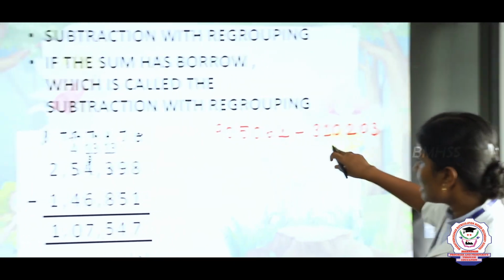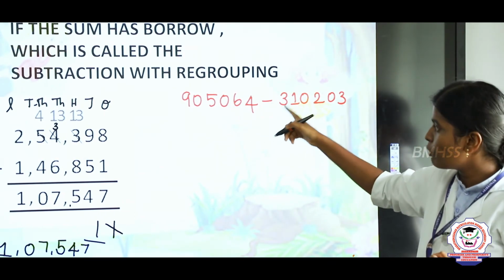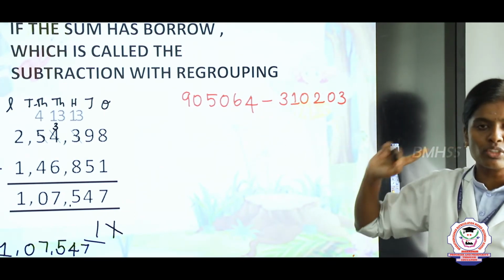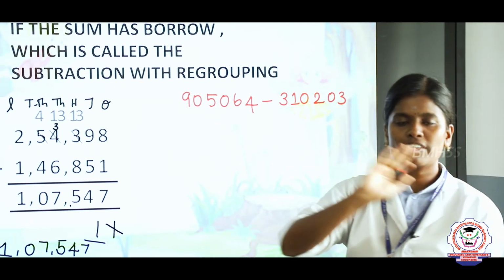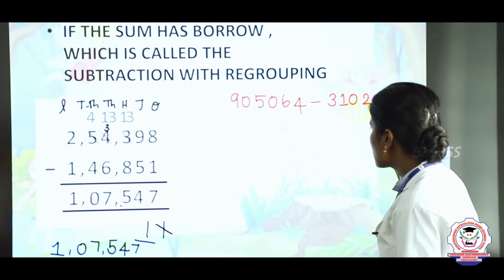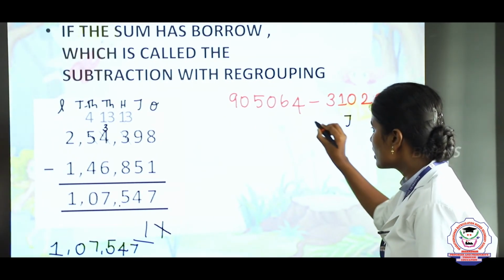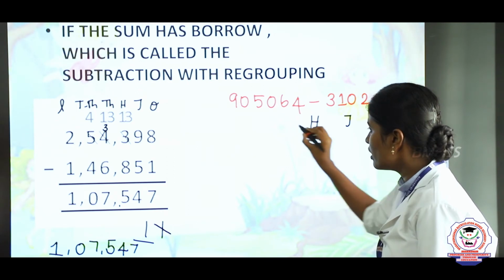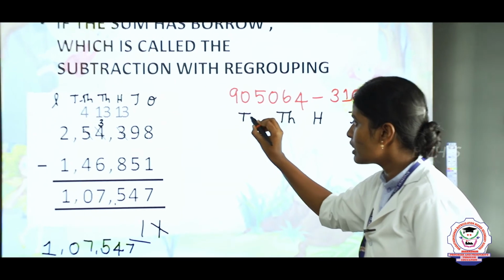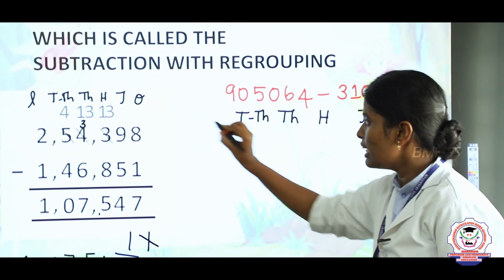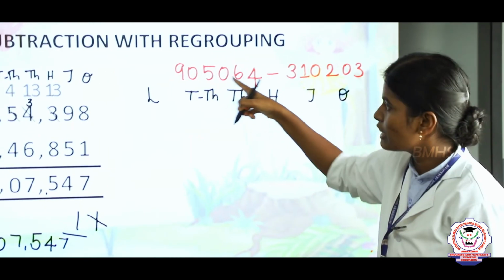Next, one more example is there. 9,05,064 minus 3,10,203. Now you are going to subtract this. While you are subtracting the number, first you will write the place values. What is the first place value? Ones. And the second place value is tens. Third place value is 100. Fourth place value is 1000. And the fifth place value is 10,000. And finally lakh.